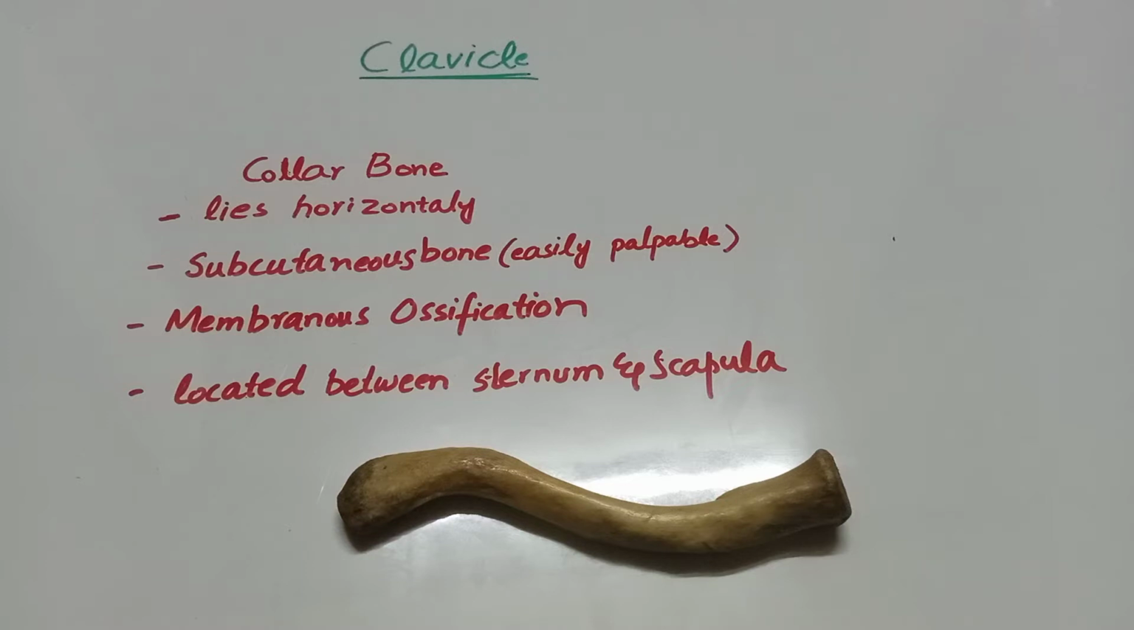It is the first bone that ossifies in our body, and it has membranous calcification. That means it calcifies in membrane. It doesn't have any medullary cavity, and it is located between the sternum and scapula. It is roughly S-shaped and resembles a large old style key.